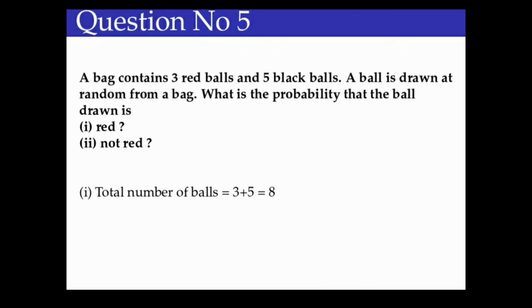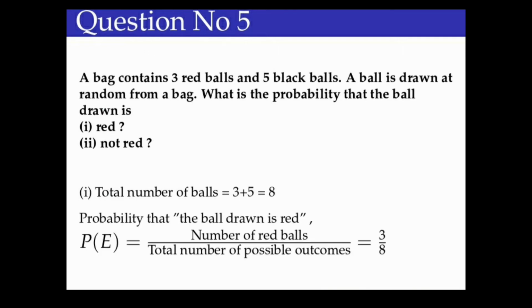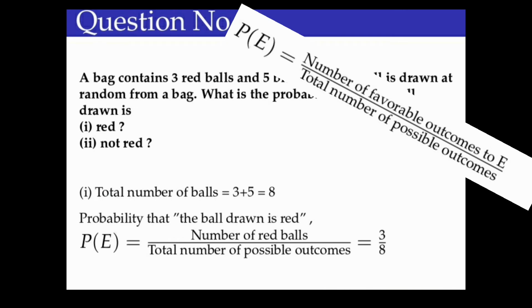Now what is the event? For that you just need to read the last line of the question, which is: what is the probability that the ball drawn is red? This is the first part. So here the event E is the sentence in the inverted commas, which is the ball drawn is red. Now we all know the formula of P(E). So what is the number of favorable outcomes to E?